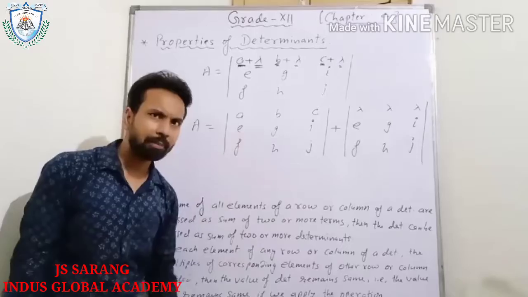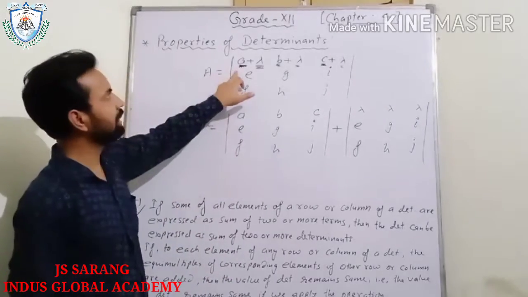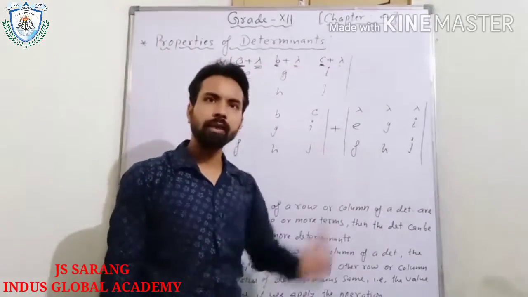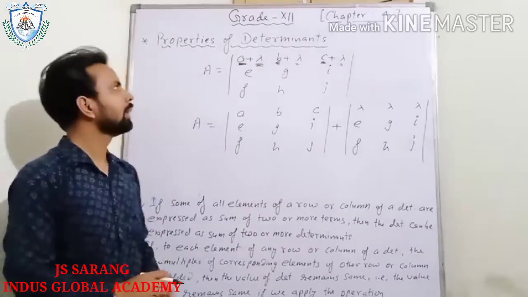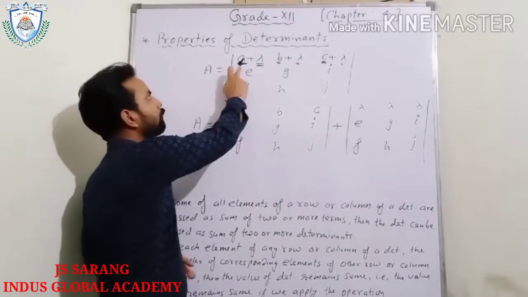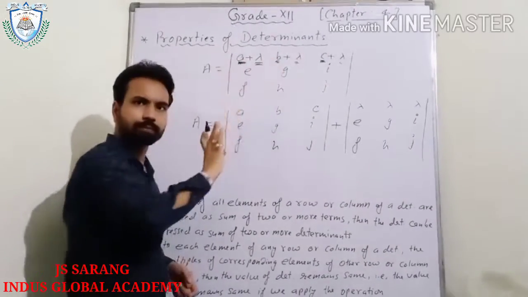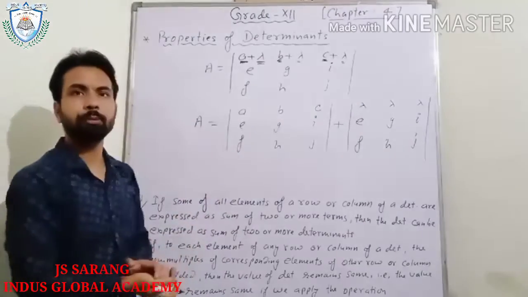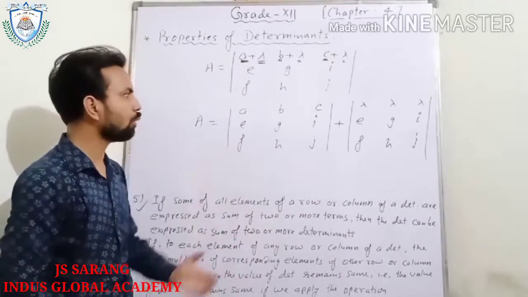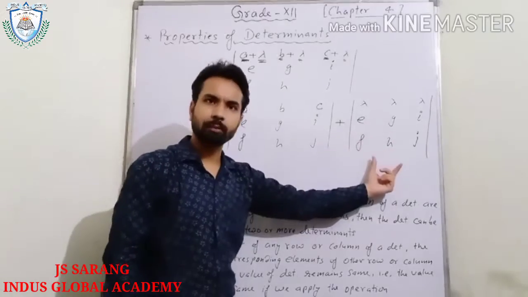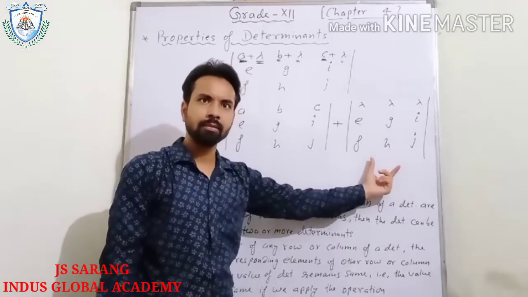Understood? Again I am explaining, if all the elements of any row or any column are expressed as a sum of two or more terms, then the value of the determinant can be expressed as the sum of two or more determinants. Hope it is clear?